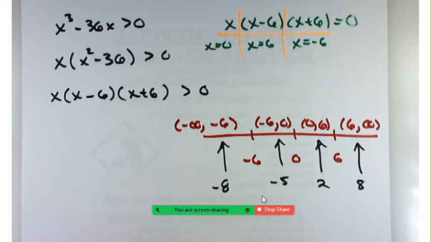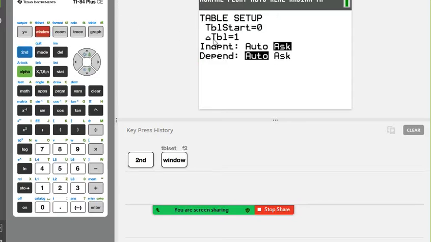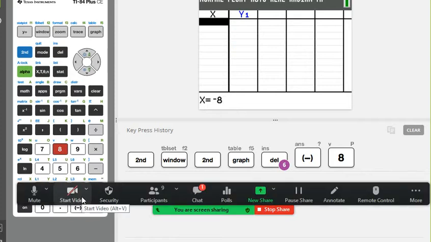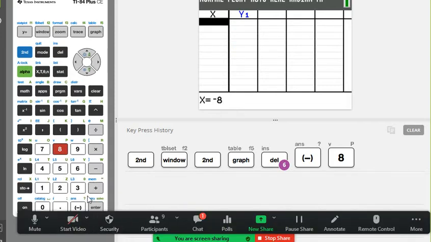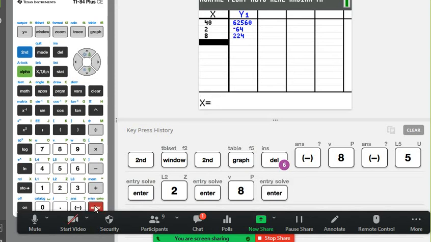Now I've already got that expression into my calculator here. You don't have to put it in factored. You could, if it's easier, then do it. Double check to see that your setup is correct. We've got independent set to ask, dependent set to auto. Great. Go over to the table. I'm just going to clear out all the old stuff and type in our new points. Negative 8, negative 5, 2, and 8.